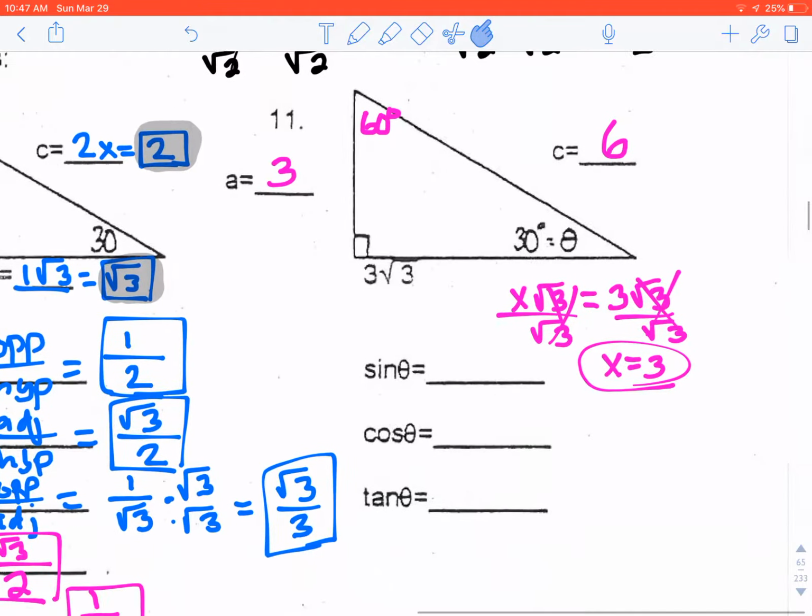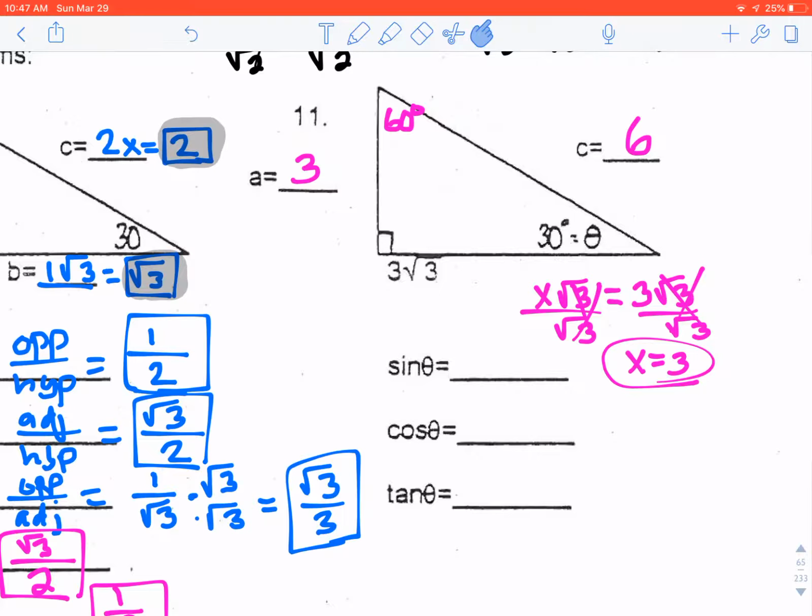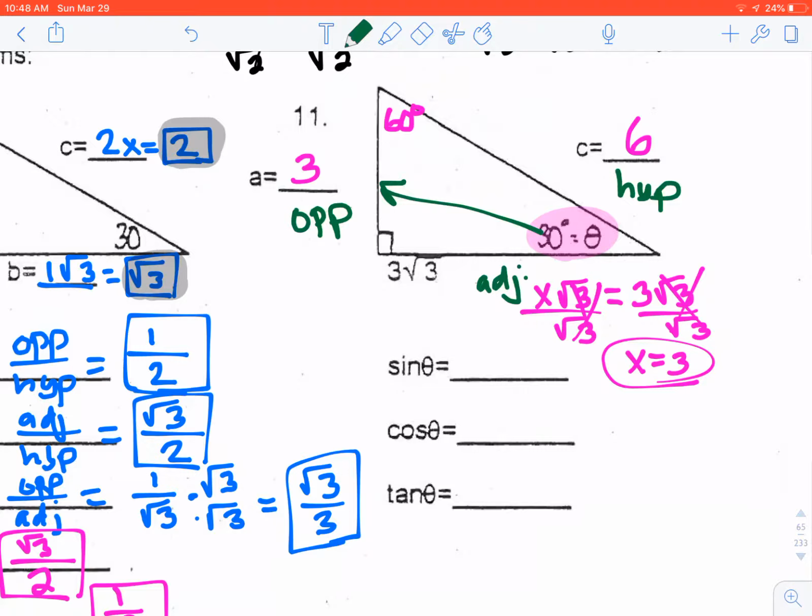All right, now to find our sine, cosine, and tangent here, they are only asking for the sine of theta, the cosine of theta, and the tangent of theta. So we don't have to do as many on this one. Sine of theta is opposite over hypotenuse. So if we draw our arrow here, you guys can label. Here's the opposite side, and here's our hypotenuse. Here's the adjacent. So our opposite side is 3. Our hypotenuse is 6. Because sine is always opposite over hypotenuse. Please reduce that. So you leave your answer as 1/2.